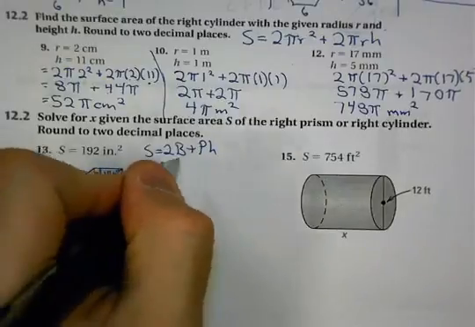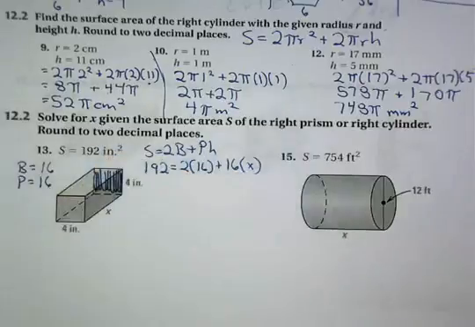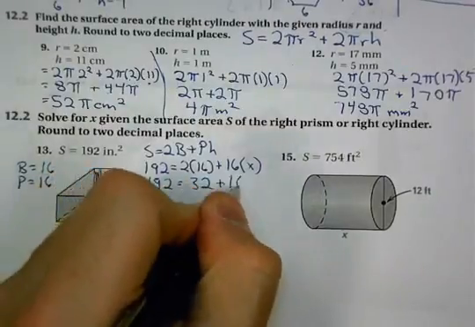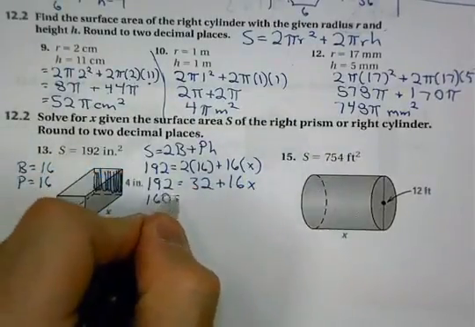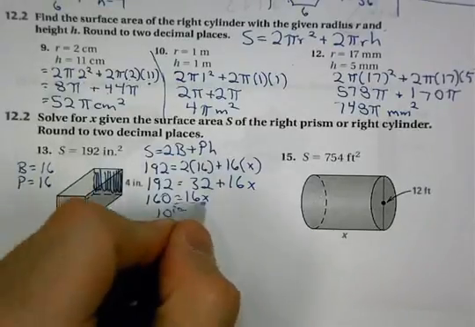So much so, when I solve it now, I have this, and it's only x in one spot. Now, 192 equals 32 plus 16x. I get 160 equals 16x, and x is 10 inches.